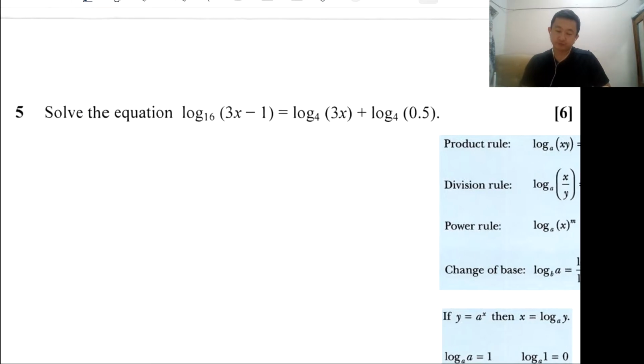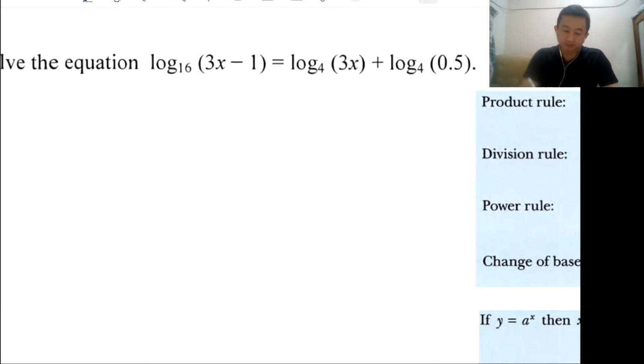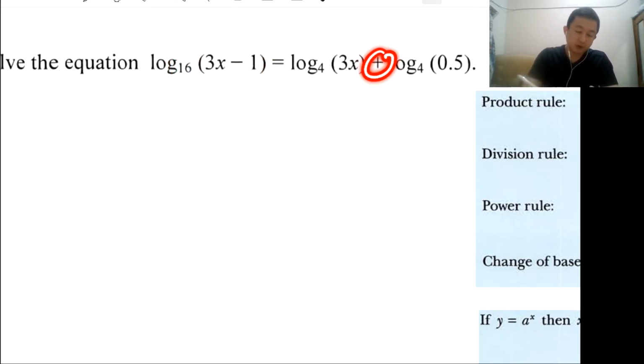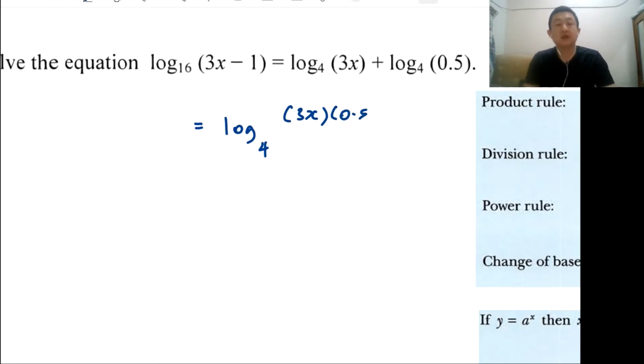Solve. Okay. Base 16, base 4, base 4. So if you don't know what to do with 16, leave it there. But this is the part where you can group using the multiplication law. So we will have log base 4 of 3x multiplied with 0.5. This is what happened on the left. You multiply these two values.